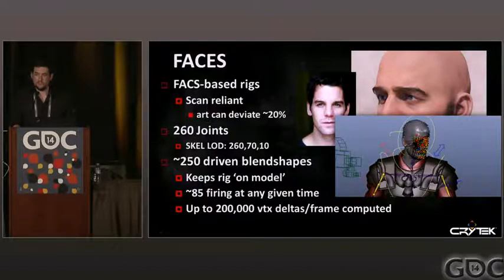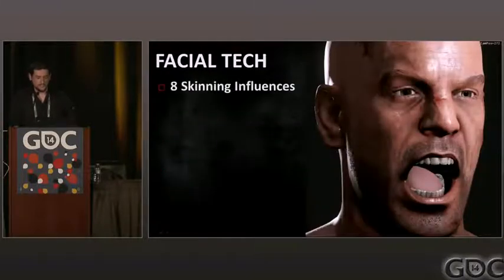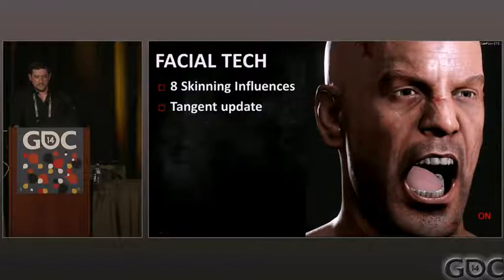And this is in gameplay. I'm not talking about in cinematics. This is going on in gameplay when you're executing guys and fighting guys. So we improved the pipeline by adding 8 skinning influences. Once you go over about 95 joints, you just can't do it with 4 influences, you'll kill yourself trying. We also updated tangents.